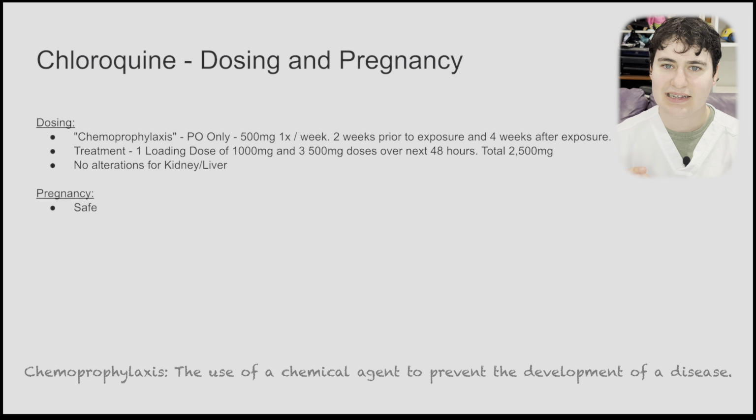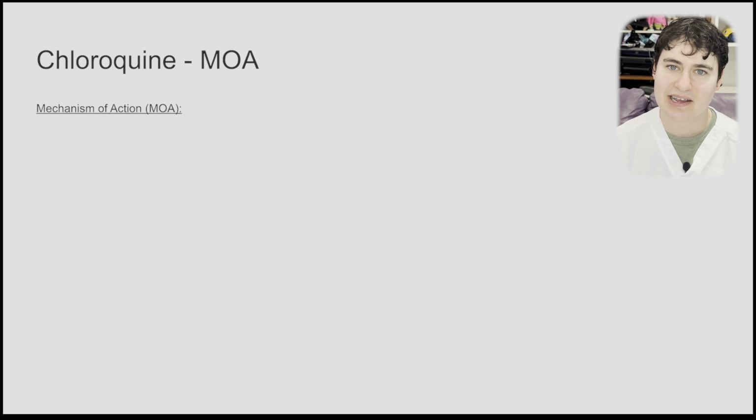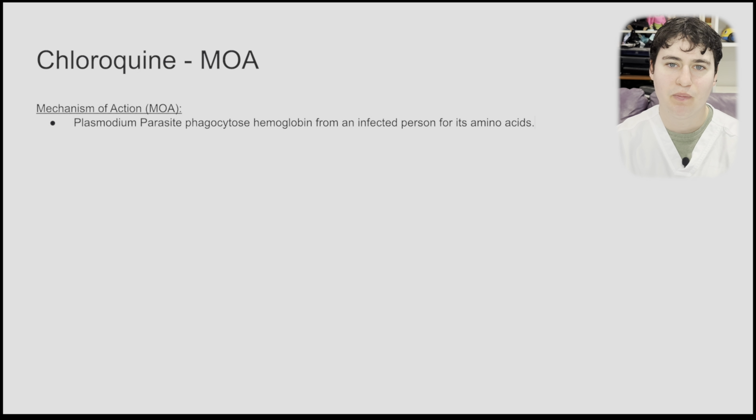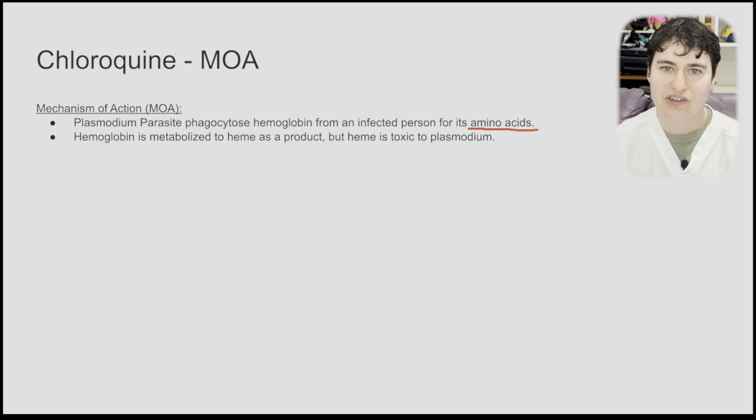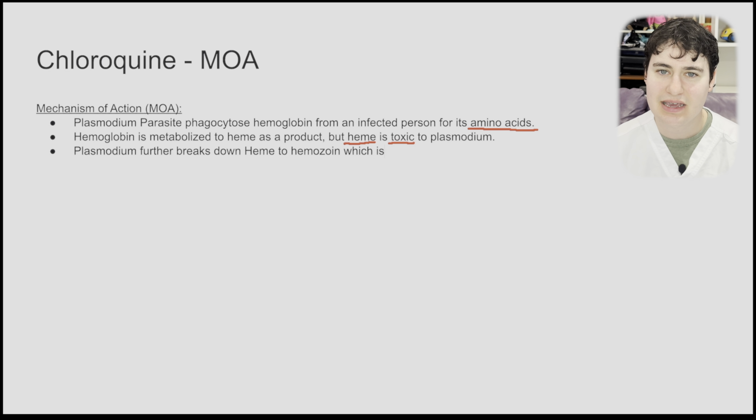So chloroquine has an interesting MOA, an interesting mechanism of action. Basically what happens normally is the parasite, it will bring in host hemoglobin into itself, into the parasite, and that's called phagocytosing. Basically what happens is the parasite, the Plasmodium, will break down the hemoglobin for its amino acids, and what is left over is going to be heme. Now, to the parasite, to the Plasmodium, heme is actually considered toxic, so the parasite is going to want to get rid of this and further break down the heme.